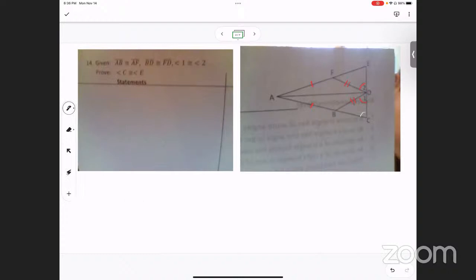So they want us to prove that this is congruent to this. We don't know that yet. I'm drawing it in white to show that's what we want to prove. Okay, so let's come up with a plan here.